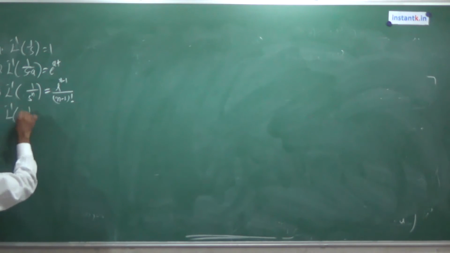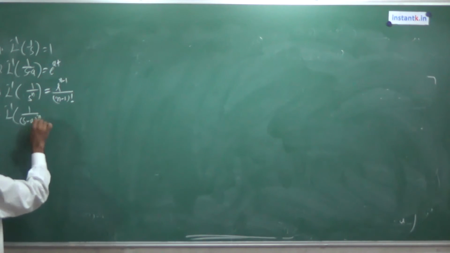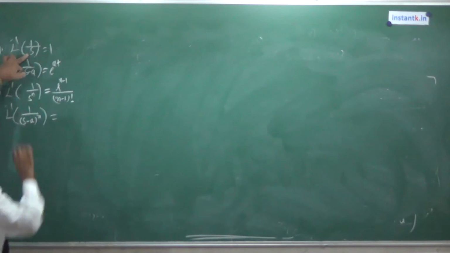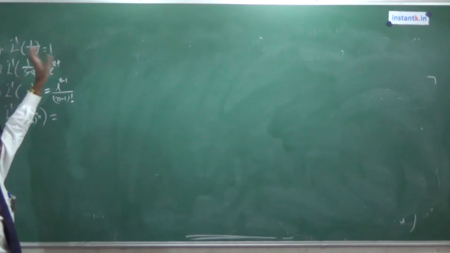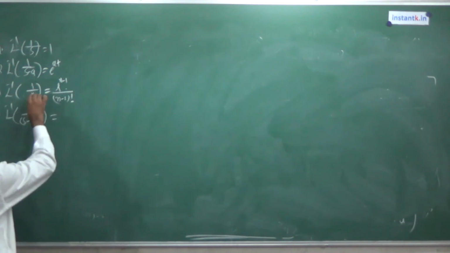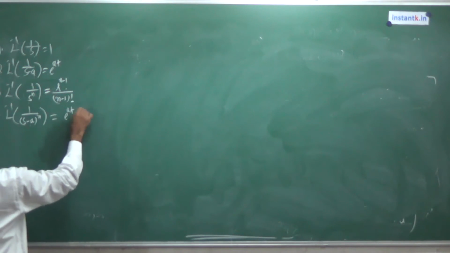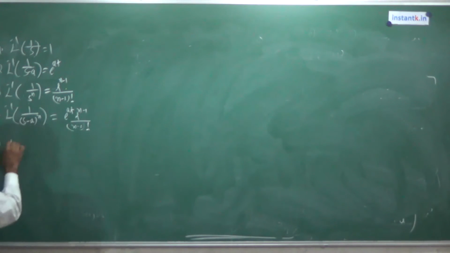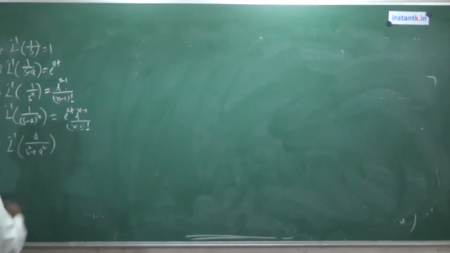Recall all these results. If S is replaced by S minus a, what is the change? In the answer, you multiply by e power at. This is the first shifting property. Here also, if S is replaced by S minus a, multiply by e power at. That's all.